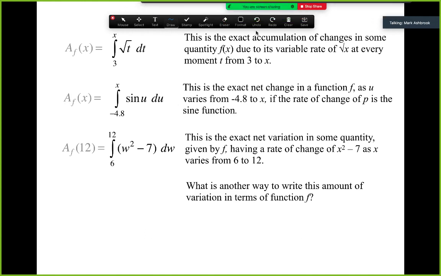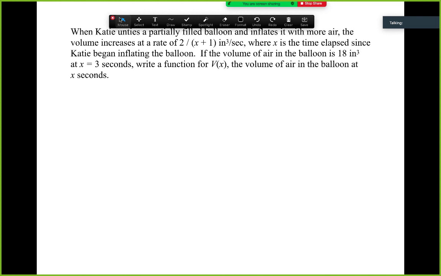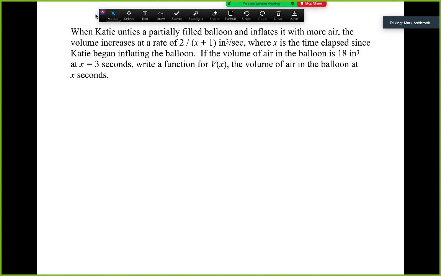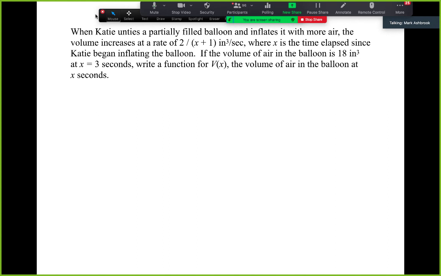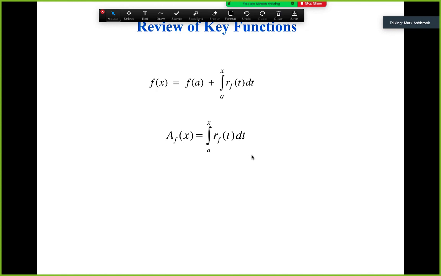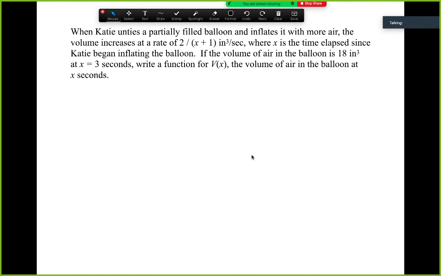Okay, here we go. So here's a practice. When Katie unties a partially filled balloon, she inflates it with more air. The volume increases at a rate of 2 over x plus 1 inches cubed per second, where x is the time elapsed since Katie began inflating the balloon. If the volume of air in the balloon is 18 inches cubed at x equals 3 seconds, write a function V of x, the volume of air in the balloon at x seconds.